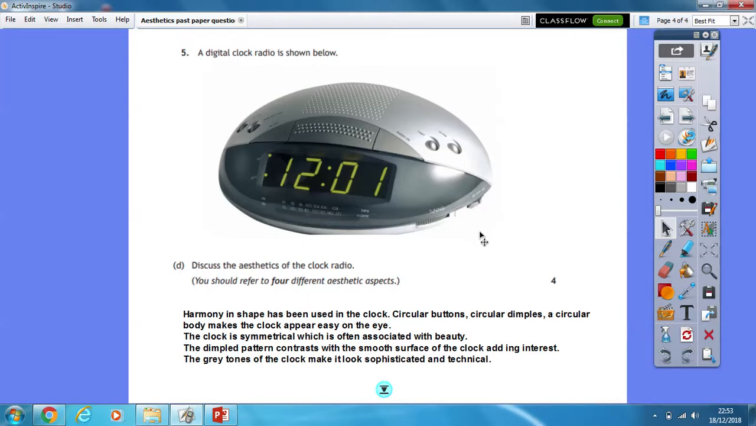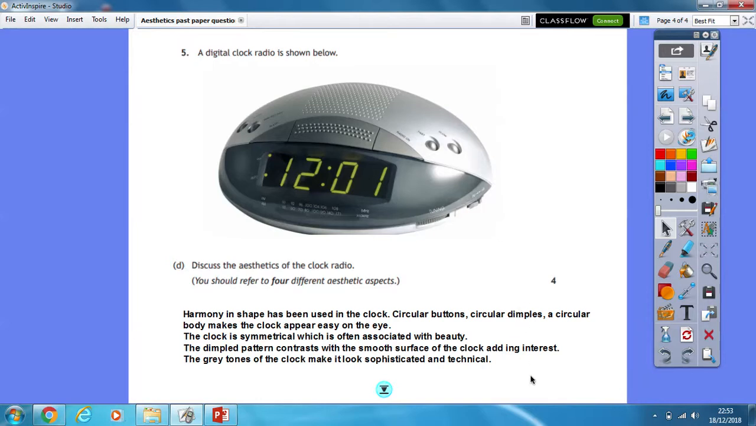Another technique that's been used in the clock is the use of pattern. A dimpled pattern contrasts with the smooth surface of the clock, and what this does is add interest to the design. And finally, colour has been used in relation to the different tones of grey. What this does is create a sophisticated and sort of high-tech look to the product.